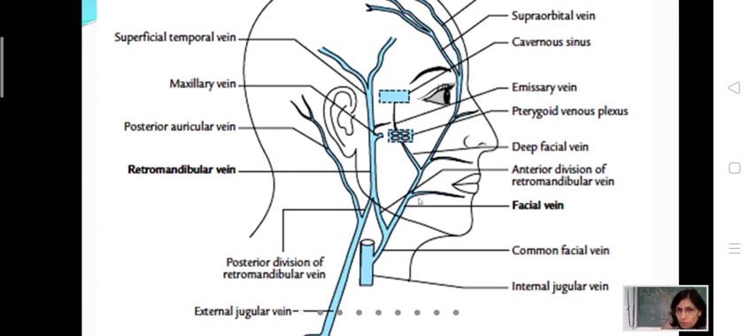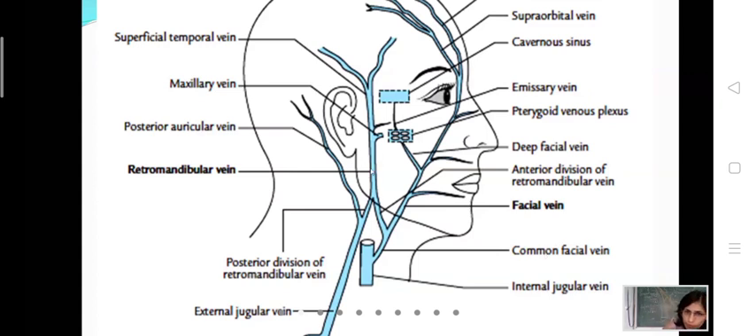Now come to this facial vein. This facial vein joins with the anterior division of retromandibular vein. This will form common facial vein, which will drain into the internal jugular vein. So this is about the facial vein.